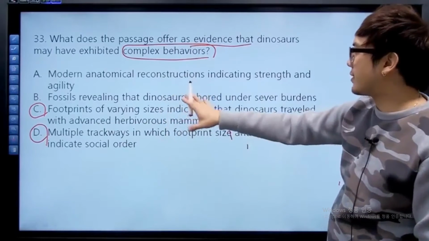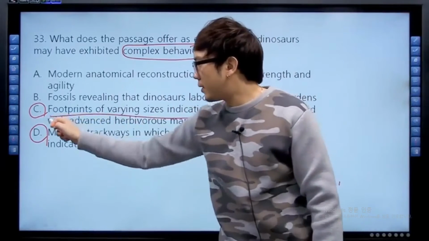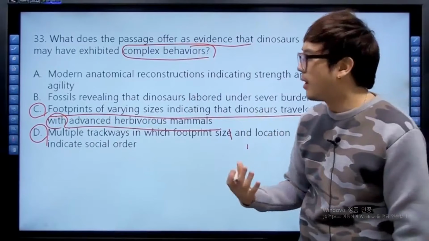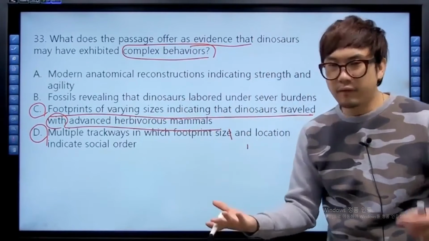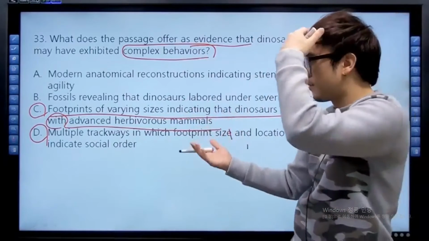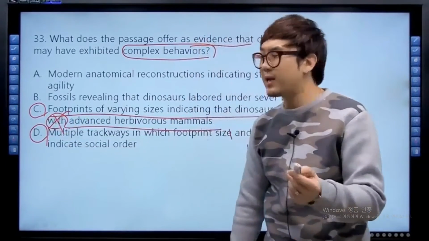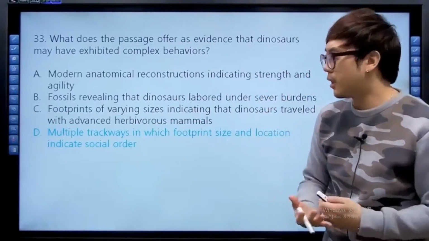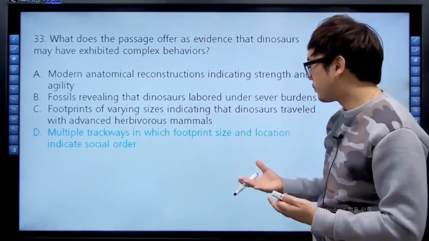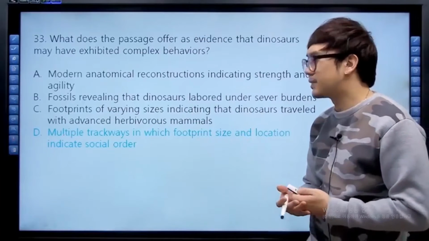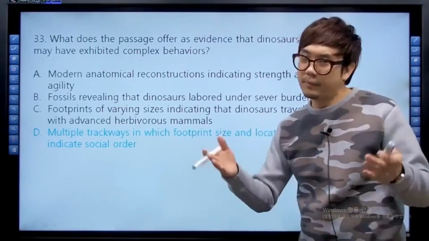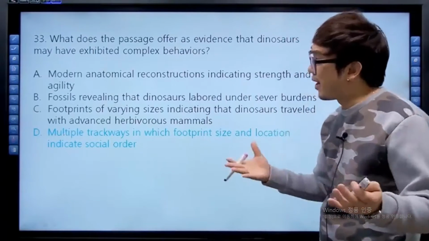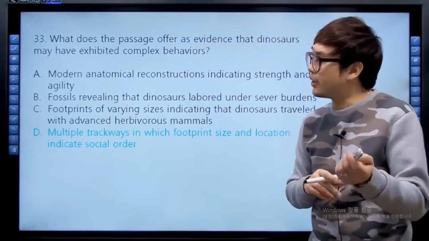It says footprints of varying size indicating that dinosaurs traveled. That's true, but they did not travel with advanced herbivorous mammals; they were traveling as the herbivorous mammals do today. That's what we're talking about. So that word "with" is wrong, right? So your answer has to be D, because that's what the footprints tell us: the multiple trackways and the different footprint sizes tell us there was a social order, like the adults staying on the borders and the young in the center to protect the young, right? Okay, good. So that's the answer. Easy question, or easy answer at least.